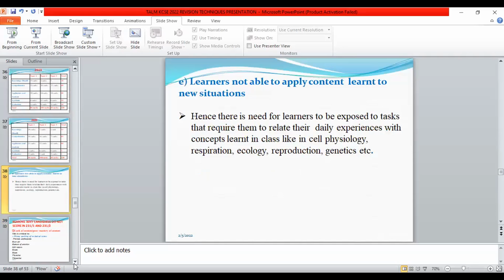Next slide. Learners are not able to apply the content that they have learned in class to new situations. And this is, of course, due to poor mastery of content, whereby you have seen that when, for example, as a teacher, you are teaching a very simple concept like cell physiology, this is something that they have all observed.